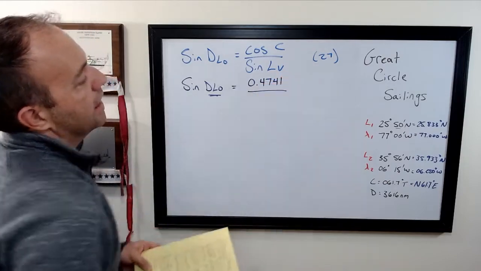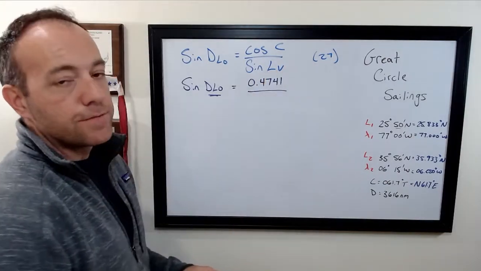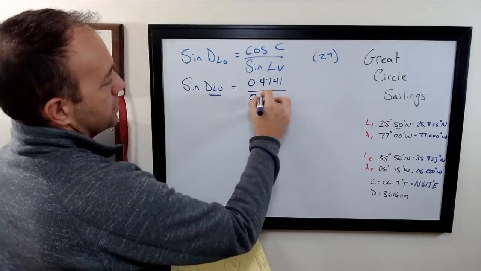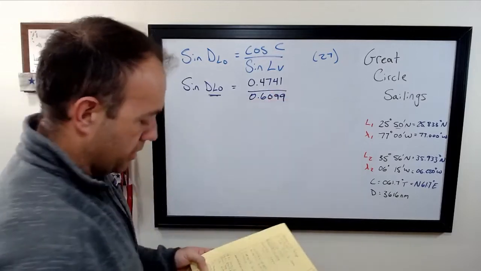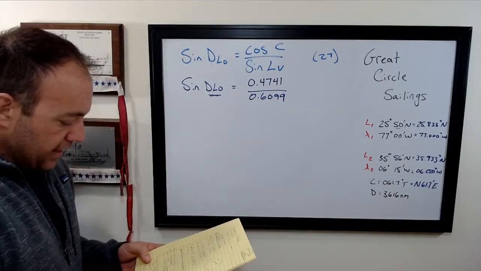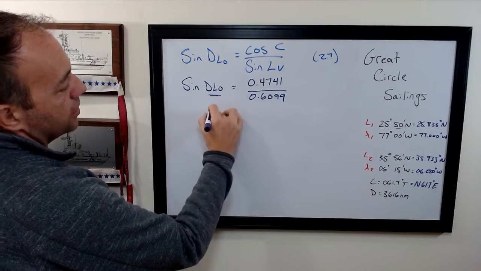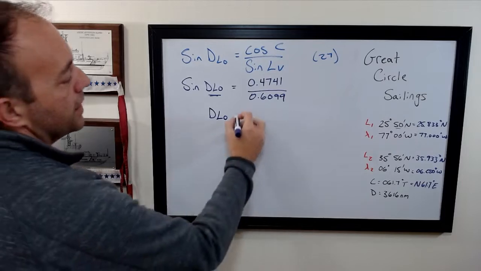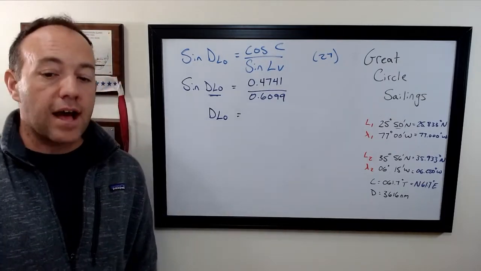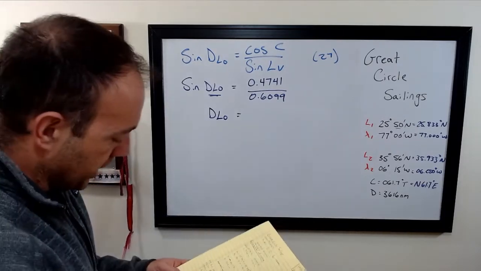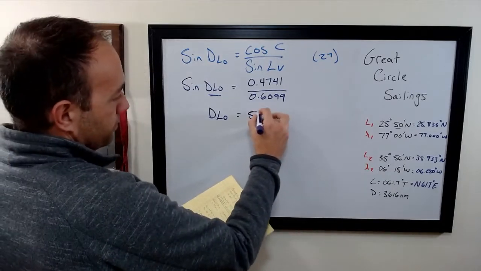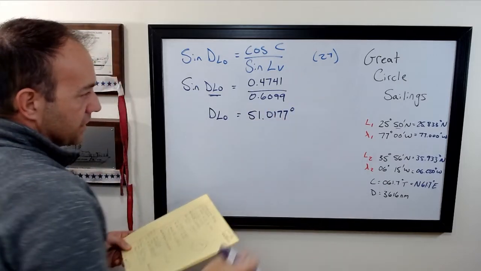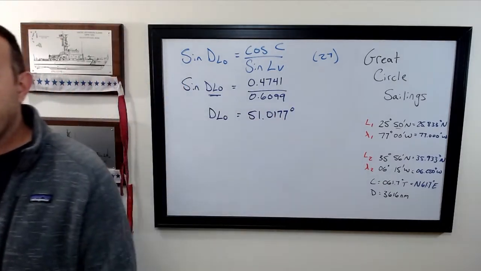0.4741. And the sine of the latitude of the vertex, which we found in the last problem, is 0.6099. Then, to get the difference in longitude, what we're looking for, we have to do the inverse sine of this number. So if you type all that in and do shift sine, you're going to get 51.0177 degrees.